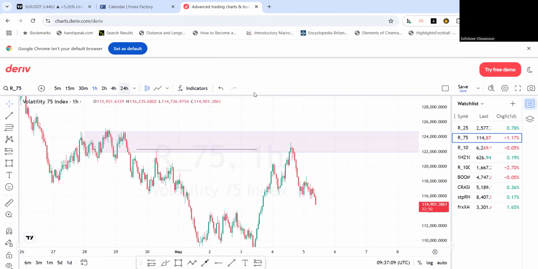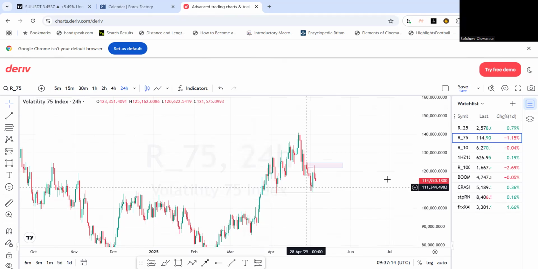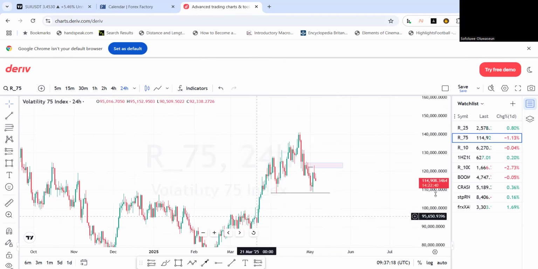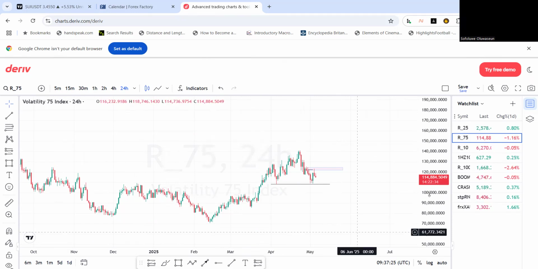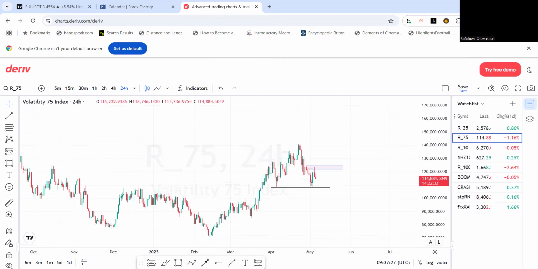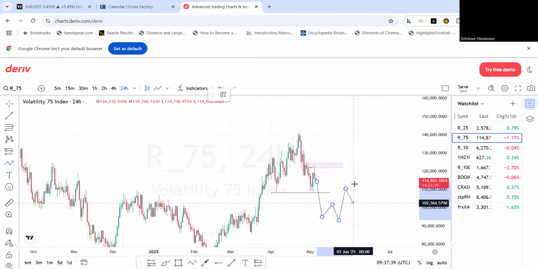I won't be joining the sell now again. Just leave it. Well, this sell is coming to clear this liquidity and hopefully get to this point. And from here, we can now take the price up, something like this.